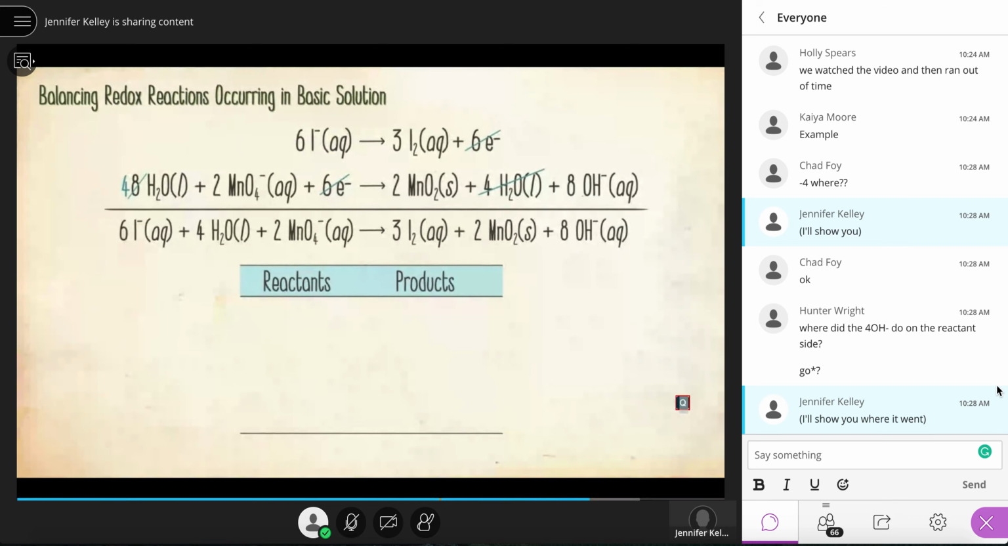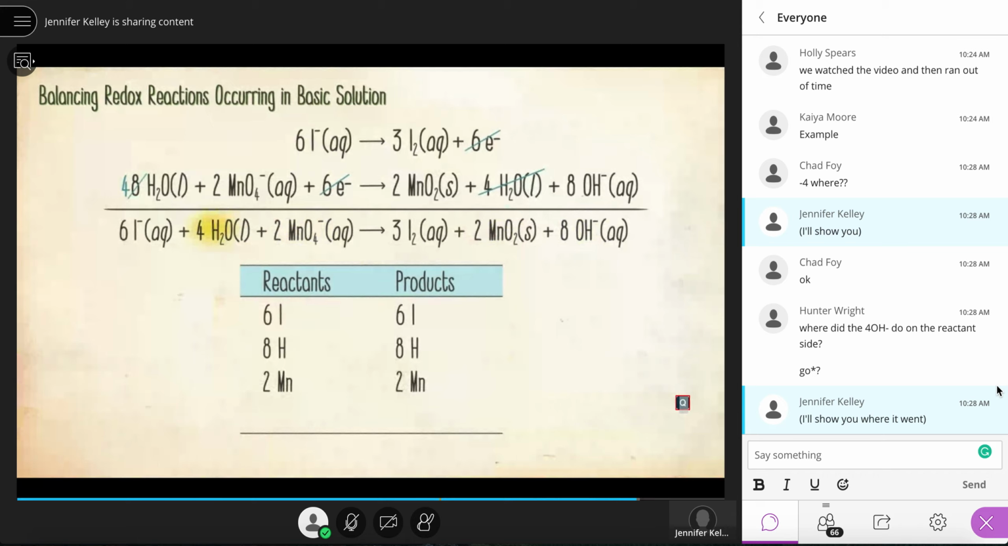On the reactant side of the reaction, you have 6 I atoms. On the product side, you also have 6 I, so that balances. On the reactant side, you have 4 H2Os, which is 8 H. On the product side, you have 8 OHs, which is also 8 H. So you have 8 hydrogens on both sides. For the manganese, there are 2 on the reactant side and 2 on the product side.